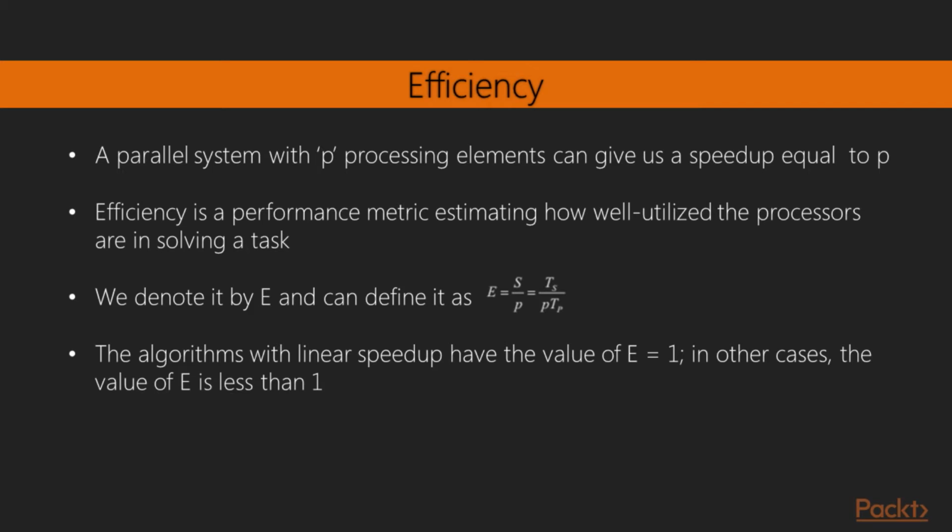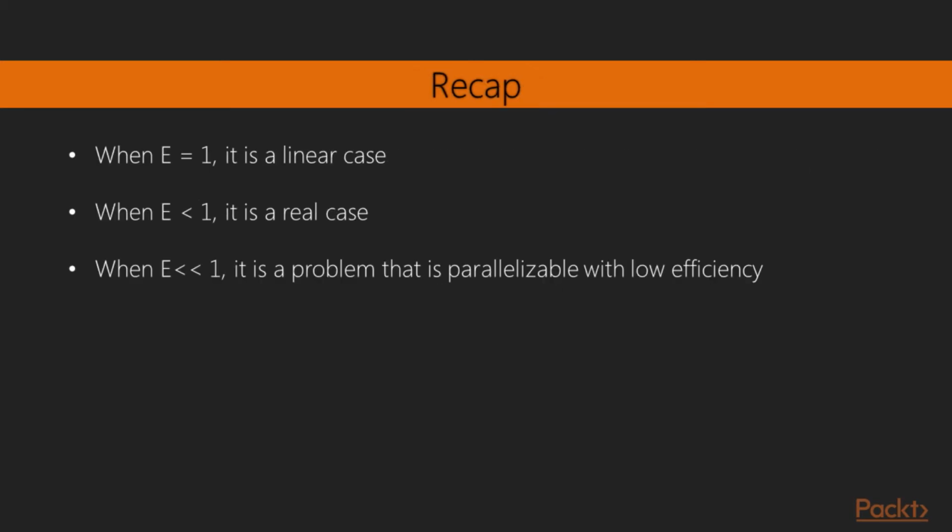The algorithms with linear speedup have the value of E equals 1. In other cases, the value of E is less than 1. The three cases are identified, which are 1. When E is equal to 1, it's a linear case. 2. When E is less than 1, it is a real case. 3. This condition shows that it's a problem that is parallelizable with low efficiency.